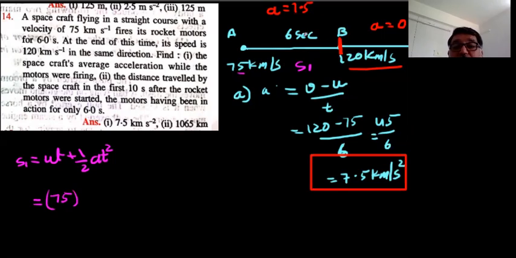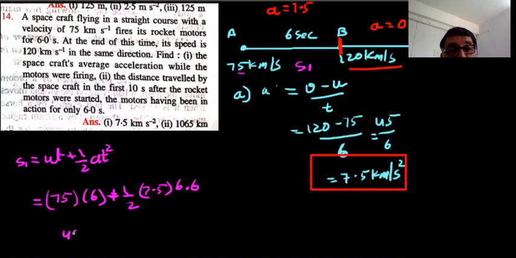Time period from A to B is 6 seconds, multiplied by 6, plus half. Now we already found out the acceleration is 7.5. So half multiplied by 7.5 multiplied by t square, where time is 6. So we'll just put two sixes over here. 6 square is 6 multiplied by 6. So now let's try to find this. 75 multiplied by 6 is equal to 450. This is the plus sign, 450 plus.